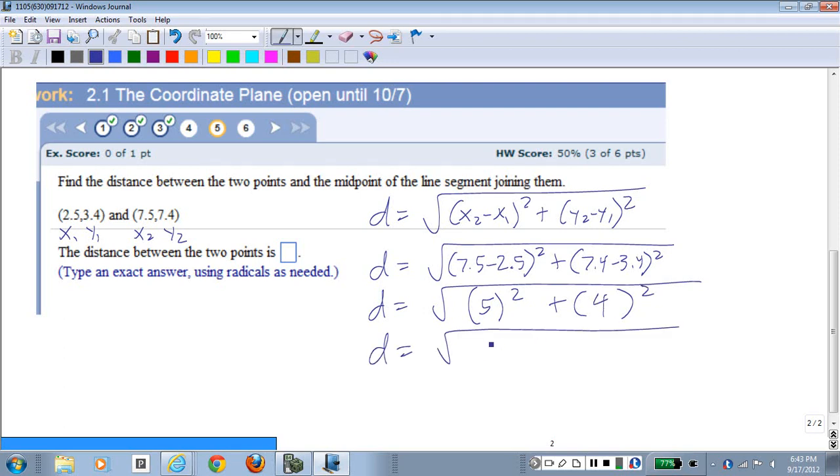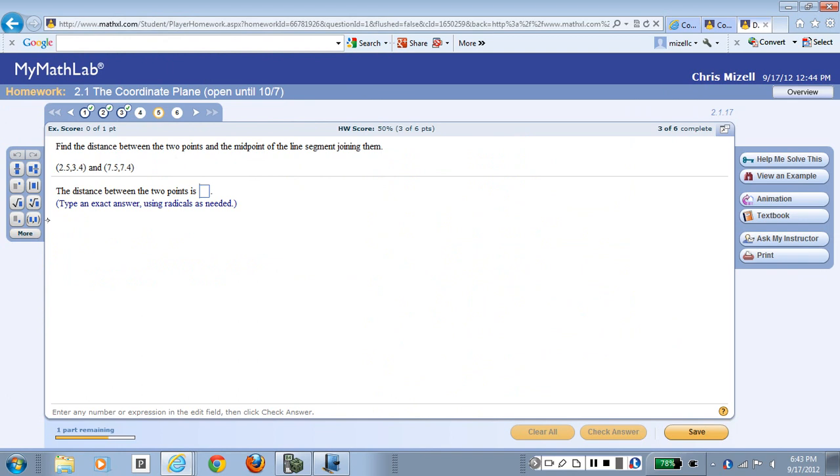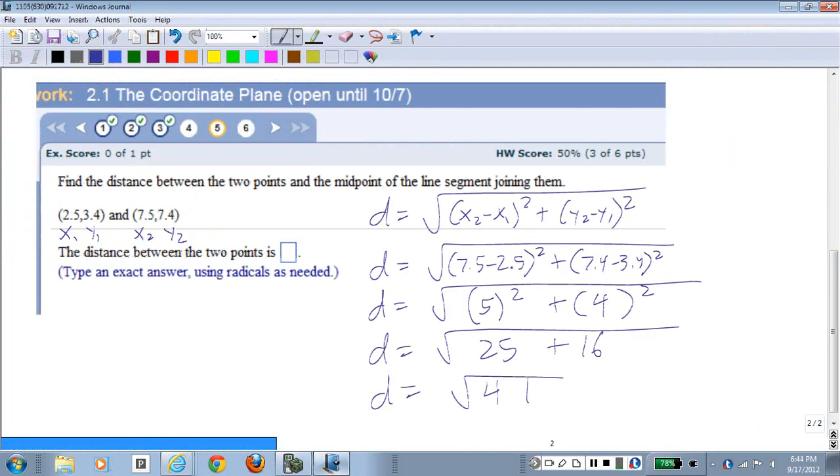So we get the square root of whatever 25 plus 16 is. So that's the square root of 41. Square root of 41 there. The midpoint, I think the 2.5 and the 7.5 will not be terribly troublesome, but maybe the 3.4 and the 7.4, if you want to punch a couple buttons on the calculator.